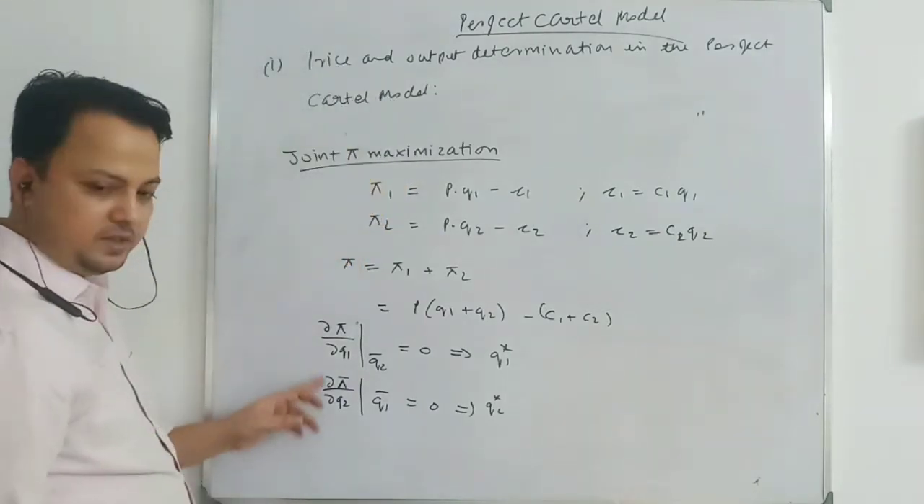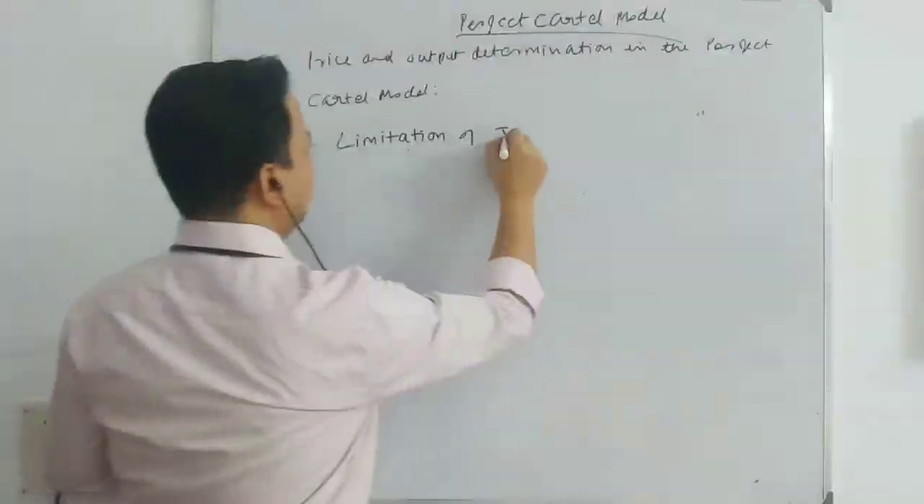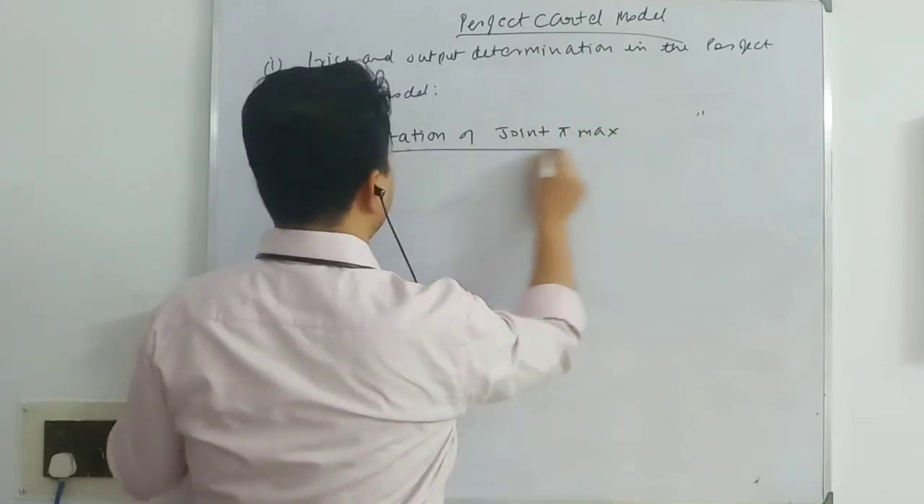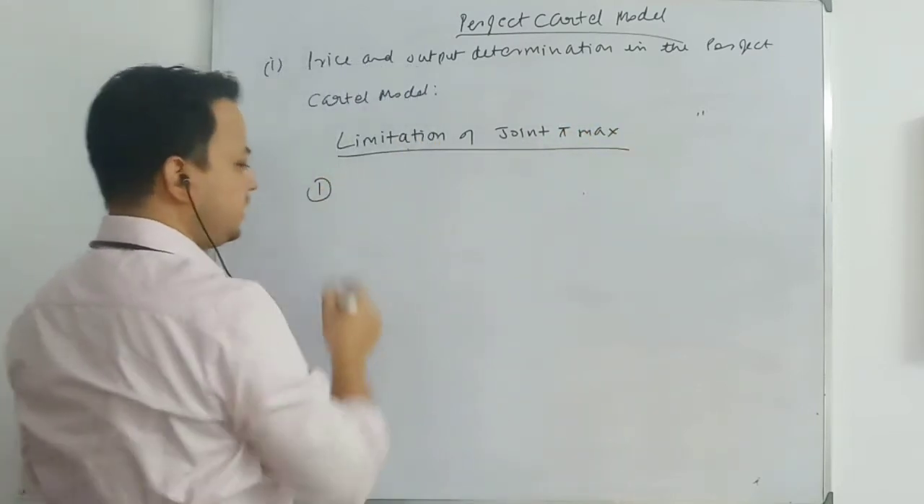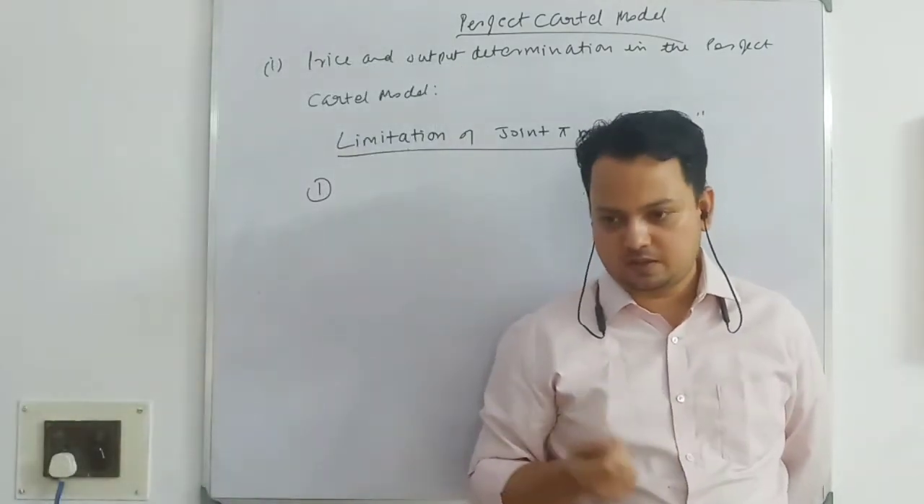So we are using partial derivative. We have two variables, remember this one. We will be using numerical examples. Now the limitations of joint profit maximization in case of a cartel. So the first limitation is that here we are saying that we can estimate demand.